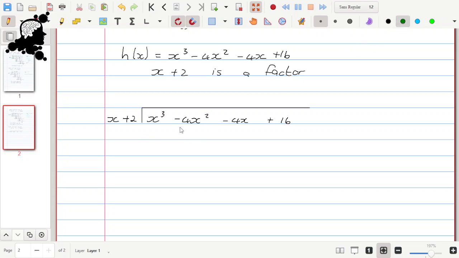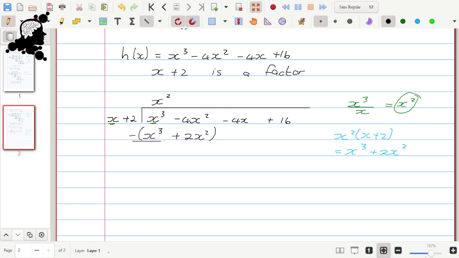Then we begin. We take the first term of our cubic expression divided by the first term in the factor. So x cubed divided by x, that's going to give us x squared. This x squared is the one that we put at the top. Then we take the same x squared multiplied by our factor. So x squared into x plus 2. This is going to give us x cubed plus 2x squared. We take this and write it right underneath our cubic expression. x cubed plus 2x squared. We introduce some brackets and a negative sign, and then we draw our line.